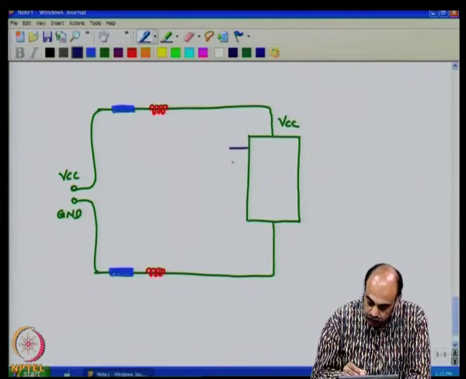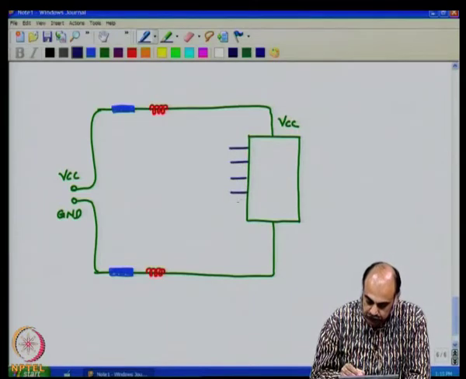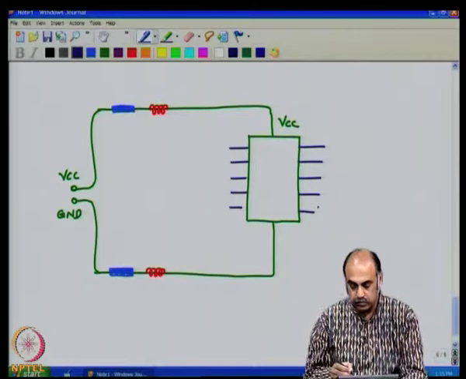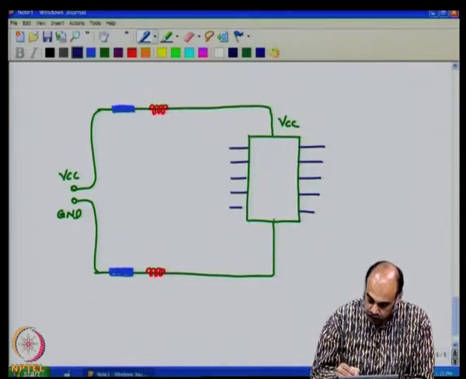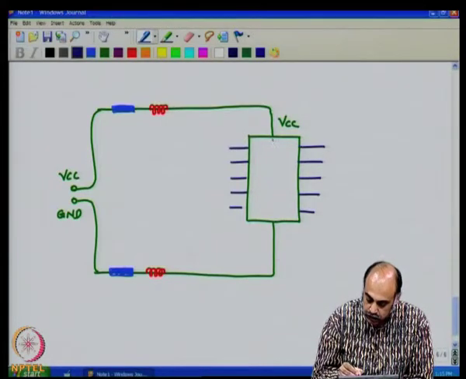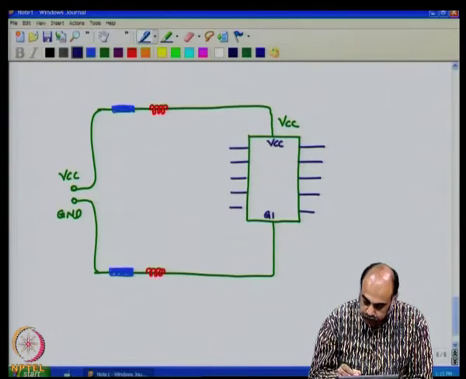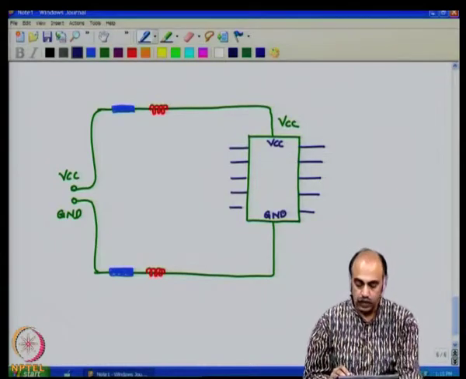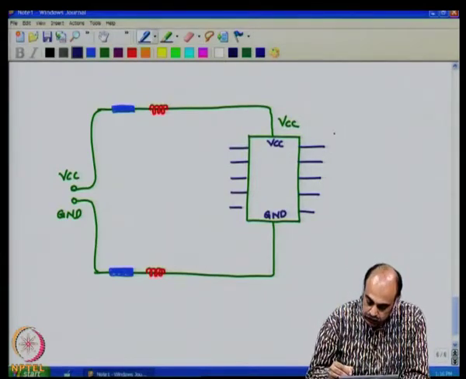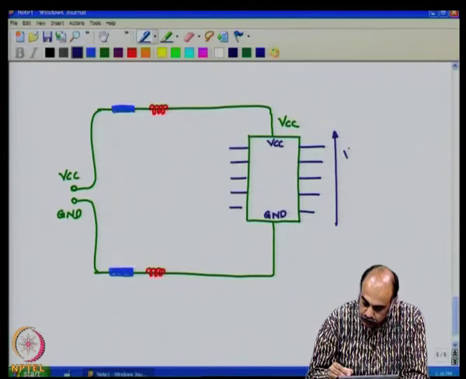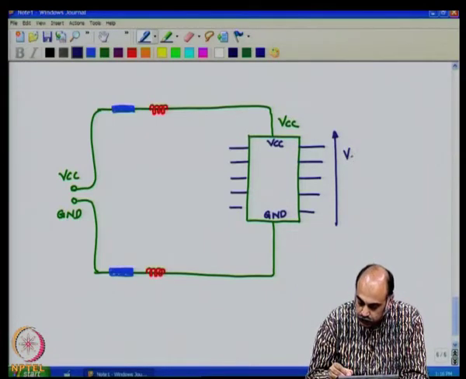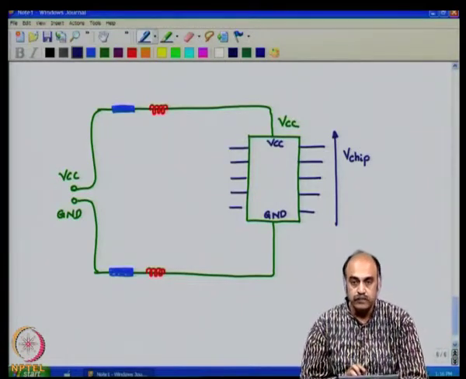Now, this green block is some IC, some digital IC, high speed IC, which probably has clocks and which probably has other buffers, other things connected to it. We are now focusing only on two pins of this IC, which is the VCC pin and the ground pin. Now, let us look at the voltage that is appearing across the VCC and ground pin of the IC. We will call it V chip, just directly across the IC.